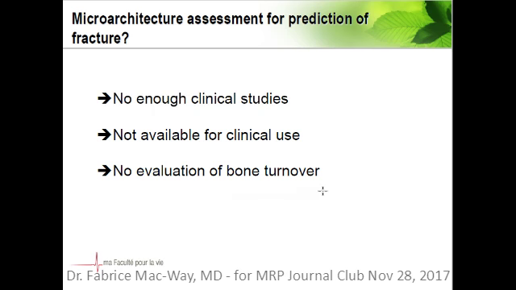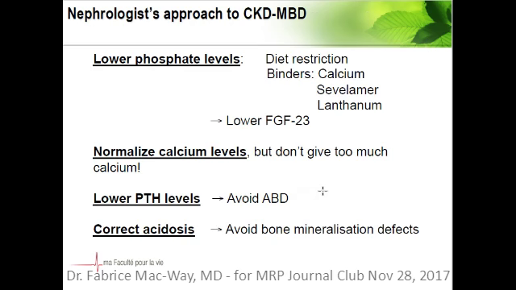So what do we do as nephrologists? Our approach is first trying to lower the phosphate level. So we use diet restriction and phosphate binders, calcium and non-calcium phosphate binders. And of course we want to lower FGF23. FGF23 is one of the hormones highly involved in controlling phosphate level, and FGF23 is highly associated with vascular complications. So we want to lower FGF23 by lowering phosphate level.